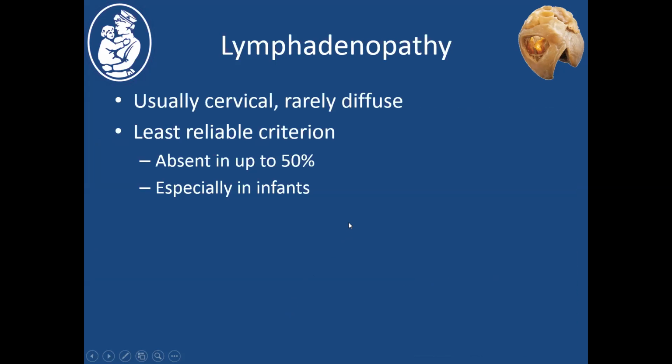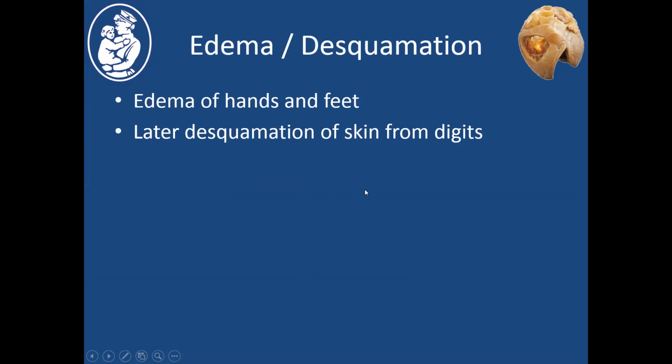Lymphadenopathy is probably the least reliable criterion. It's only present in about half of patients, especially infants. It's usually cervical when it is present. And another characteristic feature is edema, which occurs early, but the desquamation actually occurs a little bit later.